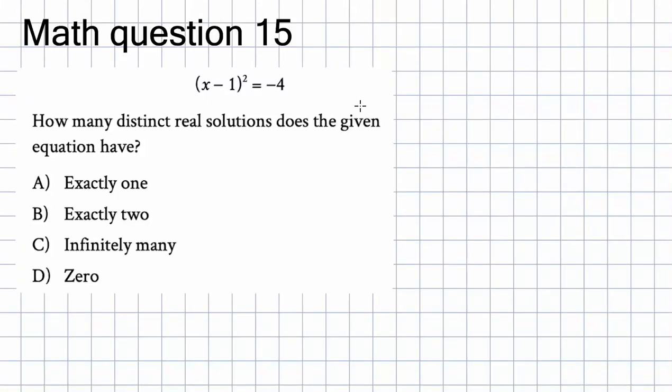Question number 15. (x minus 1) whole squared is equal to negative 4. How many distinct real solutions, this is our first keyword, does the given equation have? Now let's understand two terms before solving this question.